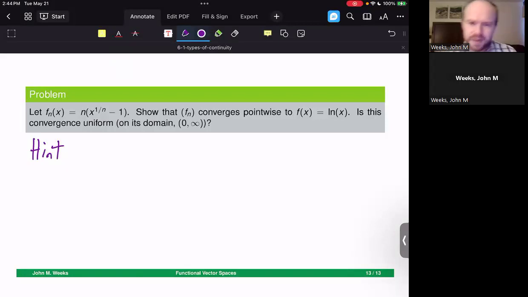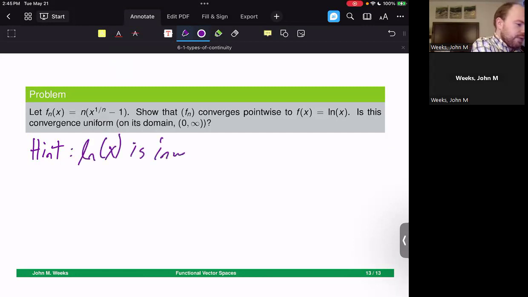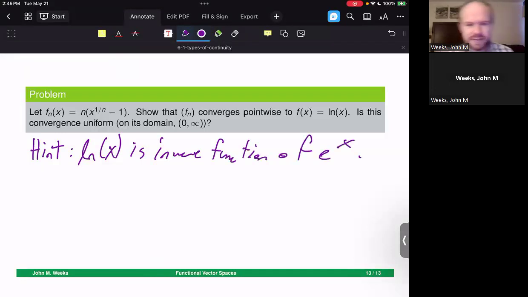Let's think about another function or sequence of functions that gets us closer to where we want to be. Here's a hint for this. The natural log of x is the inverse function of what function? It's the inverse function of e to the x. Natural log and e to the x are inverses of each other. And aren't there different ways to write the function e to the x?